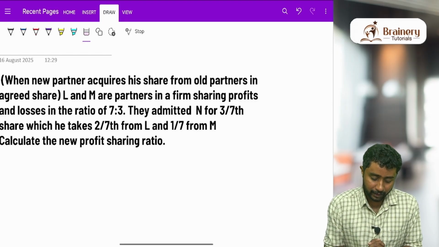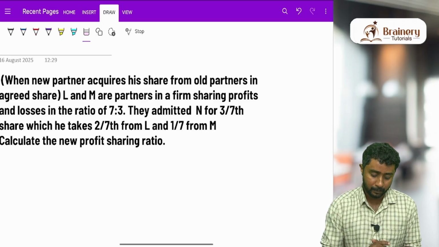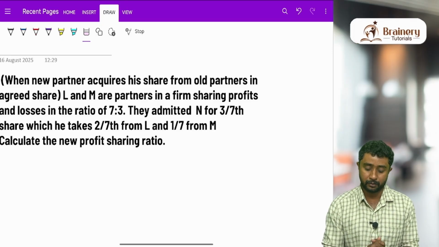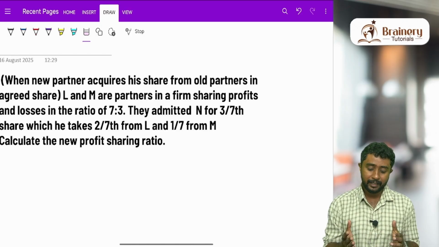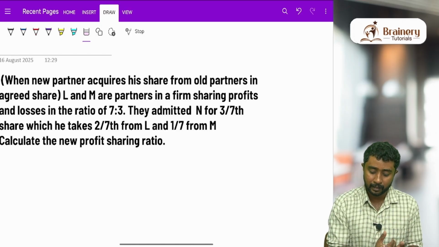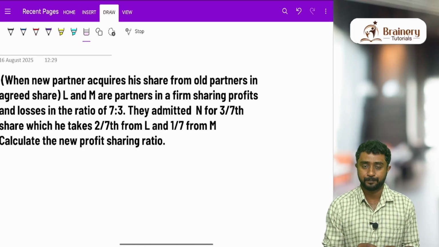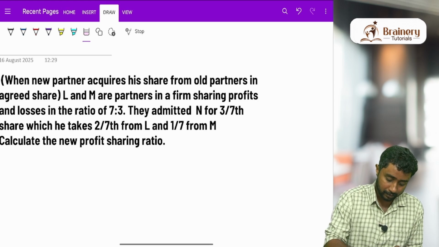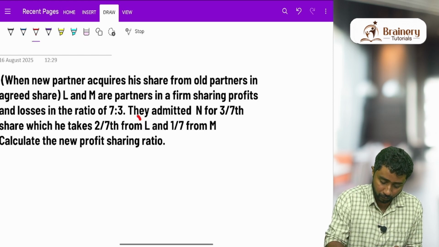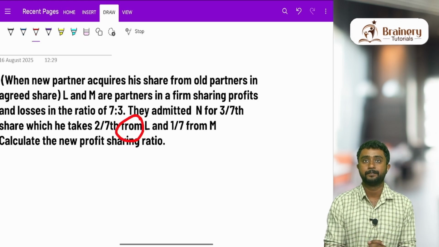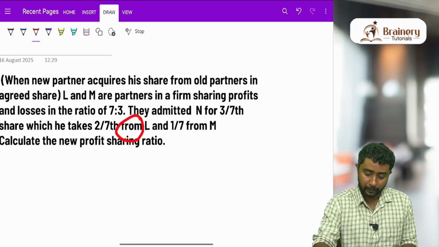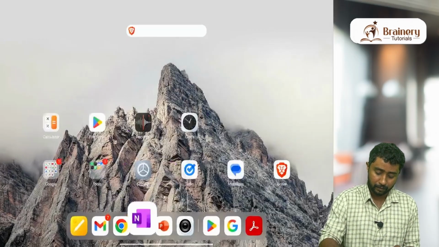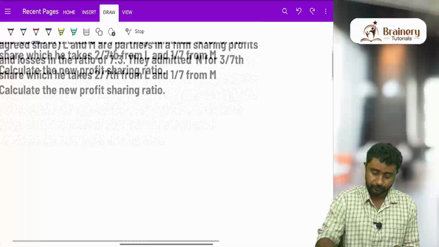So here you can see L and M are partners in a firm sharing profits and losses in the ratio of 7:3. They admitted N for a 3 by 7th share, which he takes 2 by 7 from L and 1 by 7 from M. So if you ask me what is the main word that you have to focus on, it is 'from'. 'From' is the main keyword that you have to remember when you are solving this question.